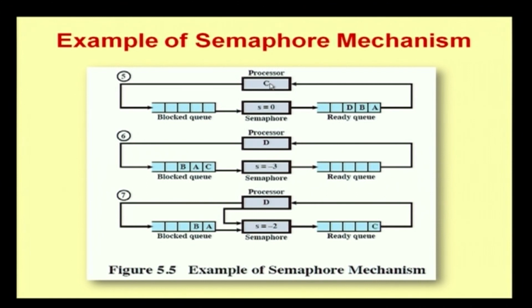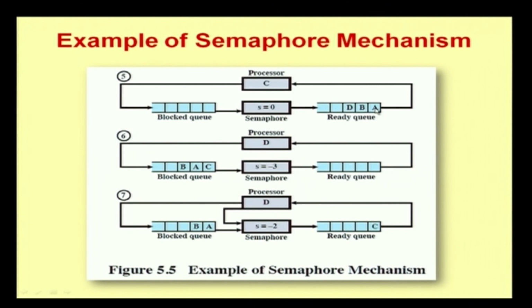So C requires the output of D. D has not produced any output now, because the output that was produced by D is being used by B. So C has to be put on a blocked queue. Now C goes to a blocked queue. Then, when C goes to a blocked queue, because it is waiting for the output to be produced by D, it becomes 0 minus 1, which is -1.